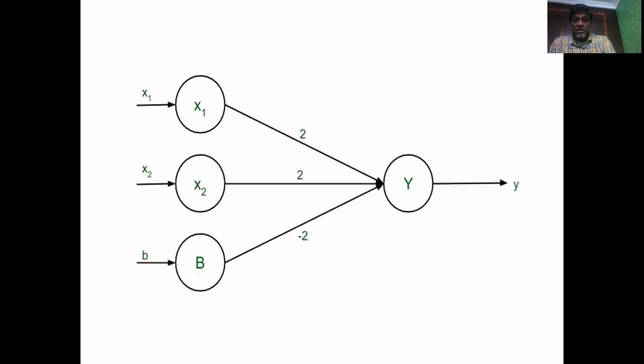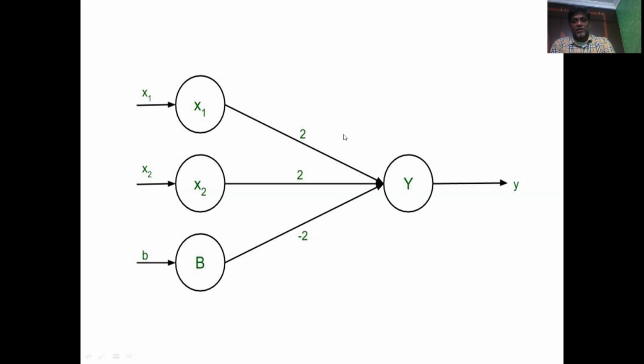That means W1 is 2 connecting to the neuron, W2 is 2, and the bias weight is -2. Initially we started with 0 0 0. Now the weights were updated as 2 2 -2. So now, because there are no more input vectors, we can say that the training of the neural network is completed.